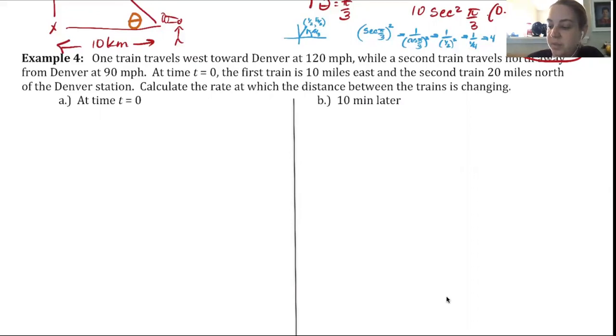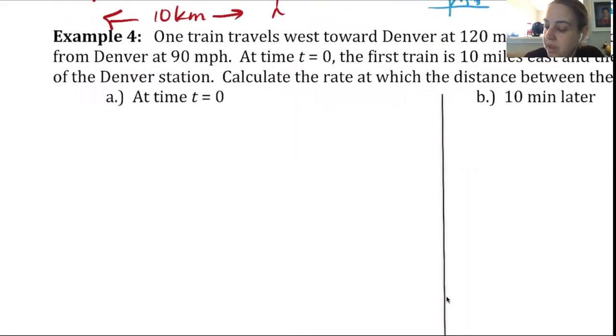Everything is moving in this picture. So let's just focus on one of these at a time. So here's Denver. We have one train traveling west towards Denver and another train traveling north. Why did I put that A? Train B is traveling away.